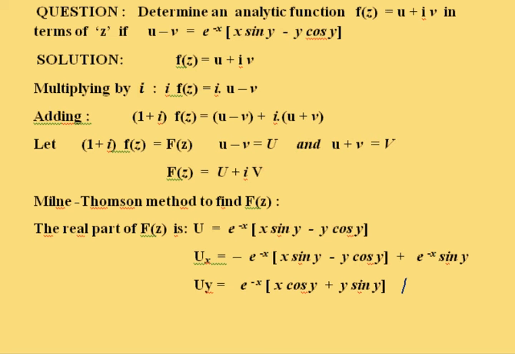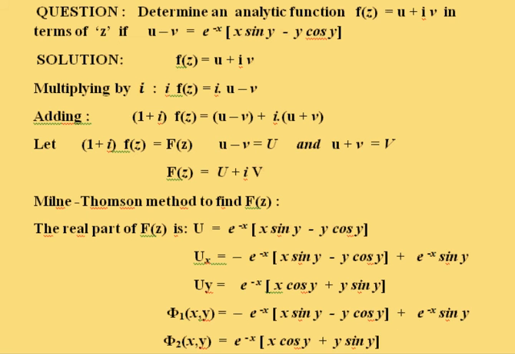Now in the Milne-Thomson method, we assume that Ux is equal to phi 1(x,y) and Uy is equal to phi 2(x,y). So phi 1(x,y) will be equal to minus e raised to the power minus x, (x sin y minus y cos y) plus e raised to the power minus x into sin y, and phi 2(x,y) is equal to e raised to the power minus x, (x cos y plus y sin y). Now we will find phi 1(z,0) and phi 2(z,0) by putting x is equal to z and y is equal to 0 in phi 1 and phi 2.